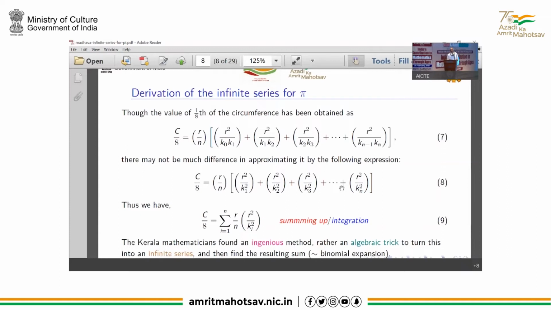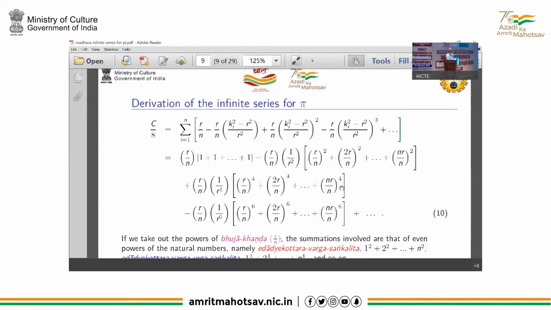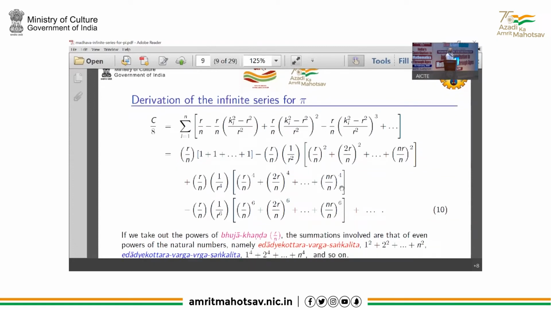You play with a little bit of algebra, and finally you will get an expression like this. Don't be worried that there are too many notations. If you pull this r by n out, what you will see is essentially 1 square plus 2 square and so on plus n square, and 1 power 4 plus 2 power 4 and so on to n power 4. They call it ekadi ekottara varga sankalita. Varga sankalita is sum of squares. Ekadi ekottara. Then you have to find varga varga sankalita and so on. This is what it boils down to.